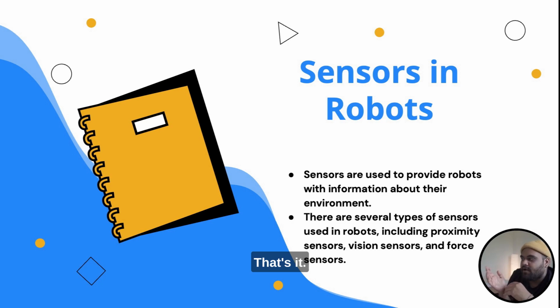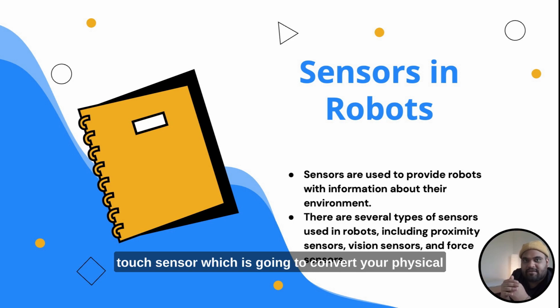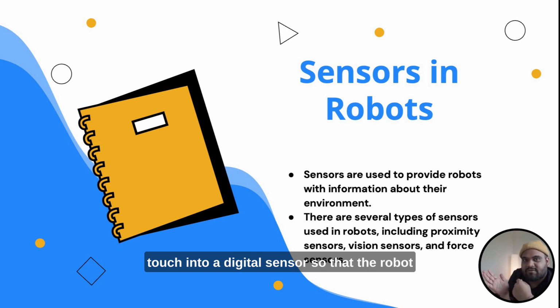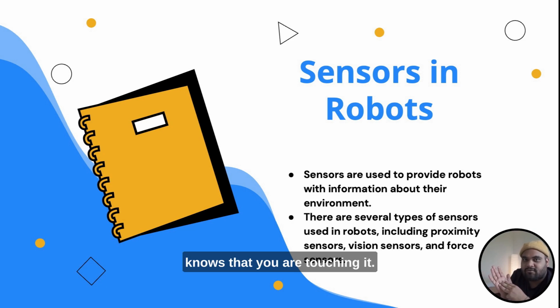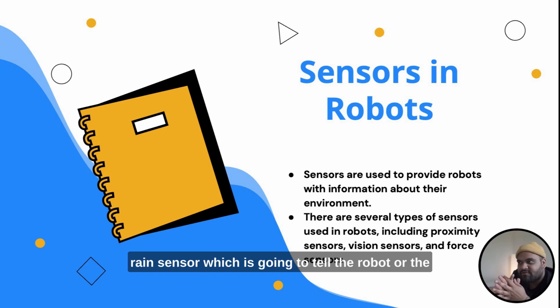That's it. If you are touching something, then you need a touch sensor, which is going to convert your physical touch into a digital signal so that the robot knows that you are touching it over here. If there is rain, then you use a rain sensor, which is going to tell the robot or the machine that there is rain happening. So it's going to take actions accordingly. And so on and so forth.